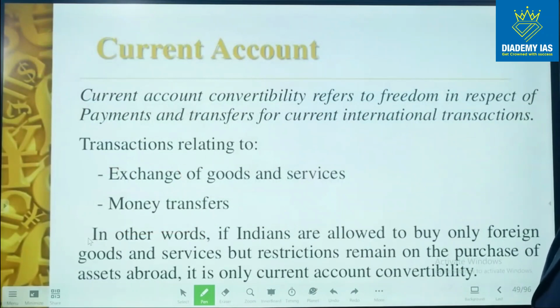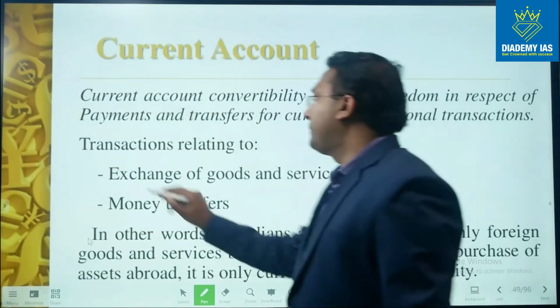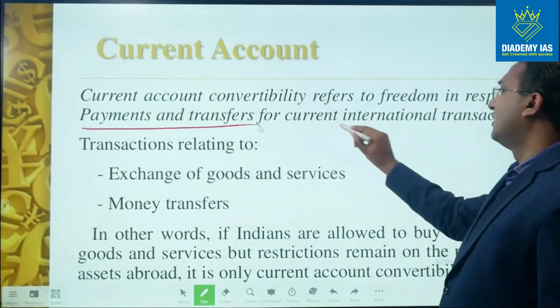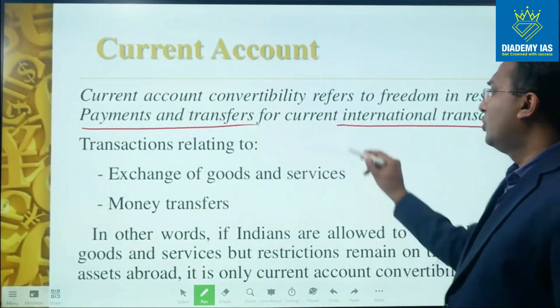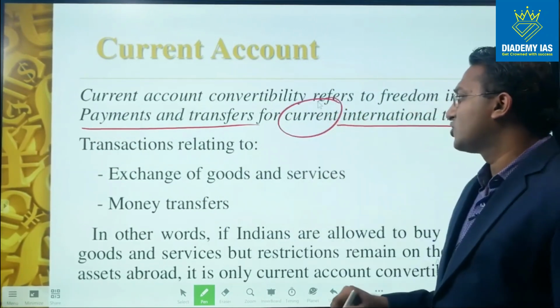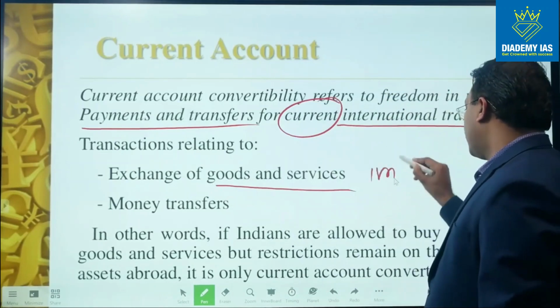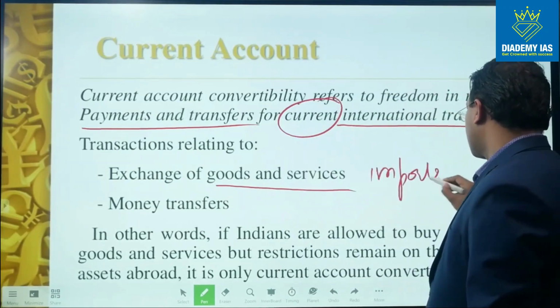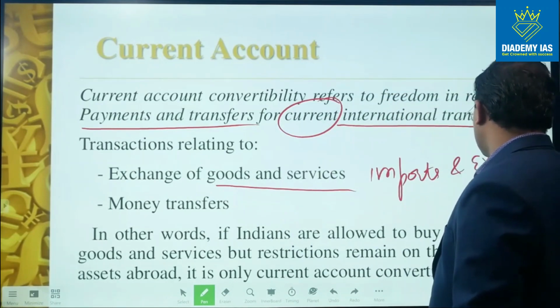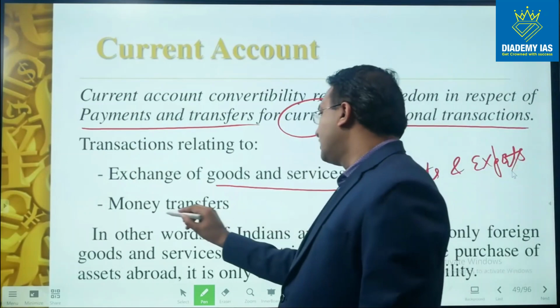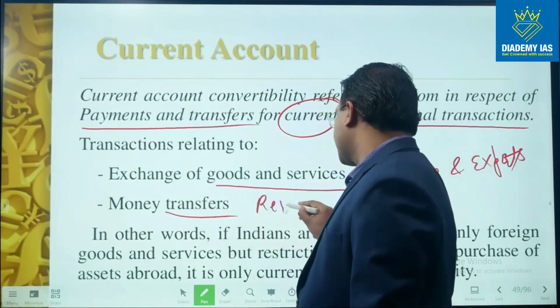So the current account convertibility refers to the freedom in respect of payments and transfers for current international transactions. So the current international transactions relate to the exchange of goods and services. That means imports and exports, money transfers, right? For example, remittances.